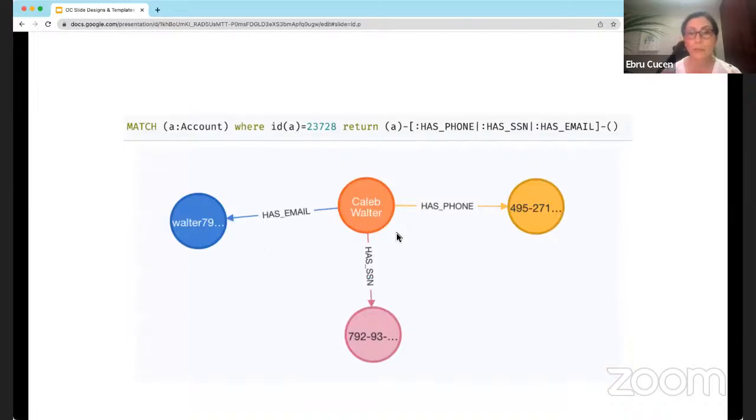If we want to zoom in and look at one data set in that big graph, this is the user. The account has an email address with that relationship, an SSN, an extra node, and has a phone, which is also a node on its own.